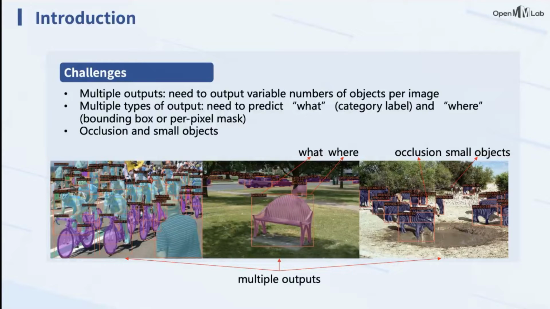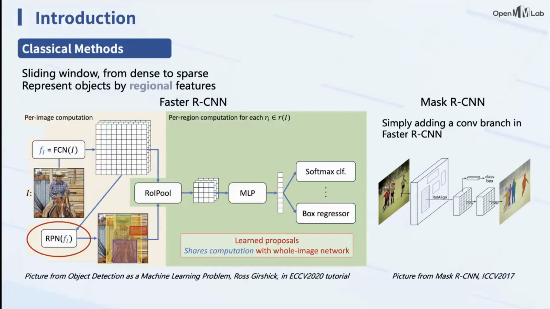To handle these challenges, classic methods adopt a sliding window mechanism. For example, Fast R-CNN will go through each potential position of the dense feature map, and finally produce a sparse set of region proposals. Then for each proposal, it will predict regional features and use them for the final classification and the bounding box regression.